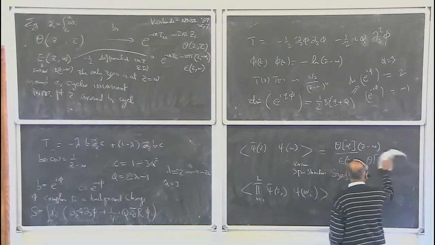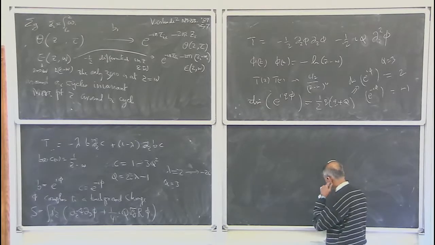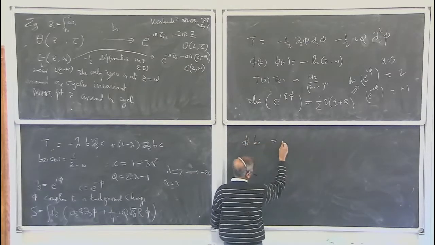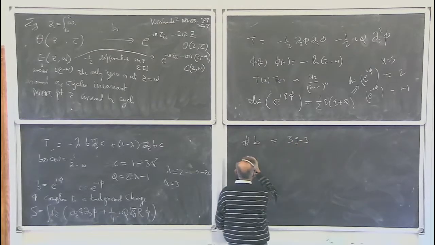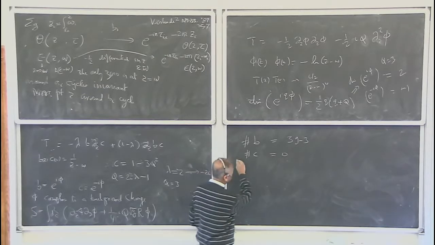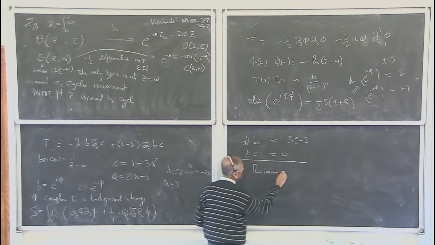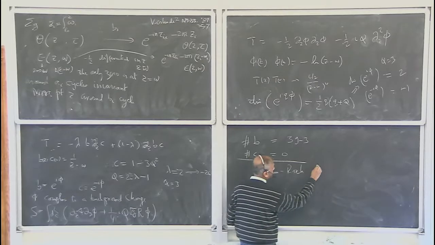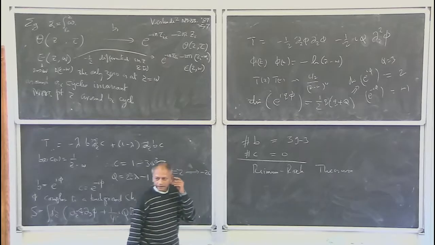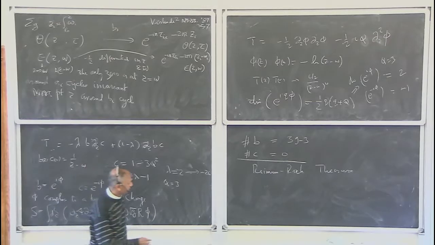Now, of course, this system has zero modes. The number of b zero modes is in fact 3g minus 3, and the number of c zero modes is 0, right? These are the zero modes. There's a general theorem due to Riemann and Roch, which gives the number of zero modes for any line bundle. I mean, more precisely, it gives the difference of the number of zero modes for line bundles.